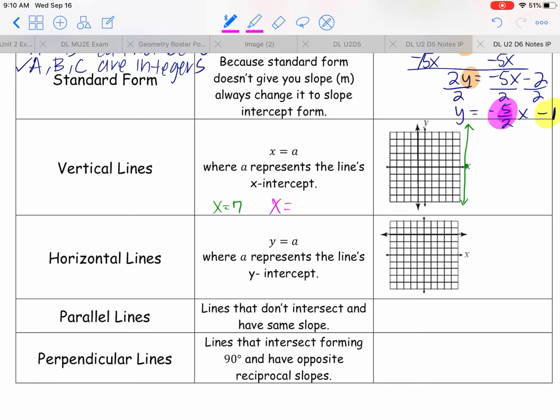I'm gonna give you another example. If I tell you x equals -2, I gotta go on the x-axis and plot my x-intercept, -2, and then I gotta draw my vertical line. Just like that. Now for horizontal lines, the equation of horizontal lines will be y equals a, where a represents the line's y-intercept. So same thing, kiddos. So for example, if I have y equals 2, I'm going to go on the y-axis and I'm going to plot the point at the 2 on the y-axis. And then I'm going to draw my horizontal line.